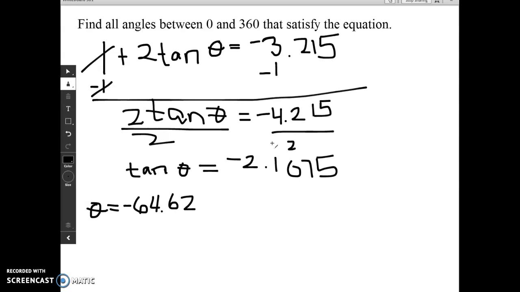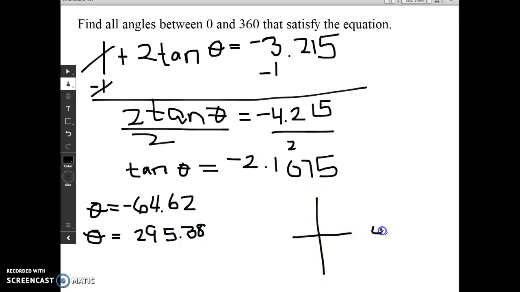Well, according to our reference angles formulas, first we're going to add 360 to it until we get to a number that is between 0 and 360, and then see where it lands in our quadrants. So first I will add 360 to my negative 64.62, and I get 295.38. So another angle, still not the answer, but it's part of my reference angles, right? So I have to do this.